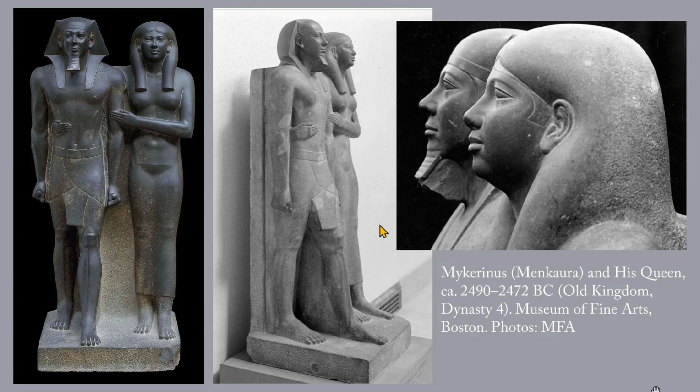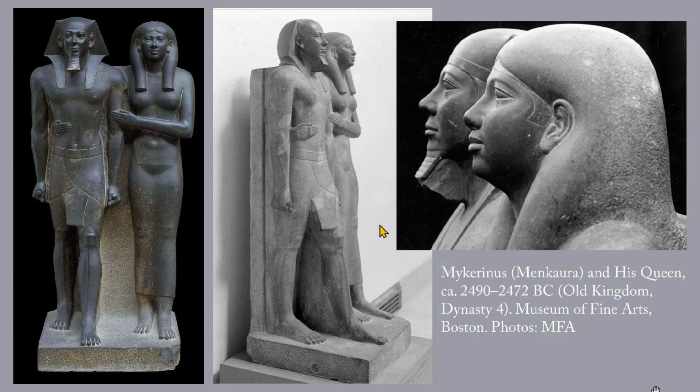It's immediately recognizable. The hair is stiff like a wig. All the faces have similar shapes and features. The proportions of the bodies are set by a grid that's drawn on the block before carving begins. All the figures have the same proportions. The arms are held stiffly at the sides and attached to the torso.